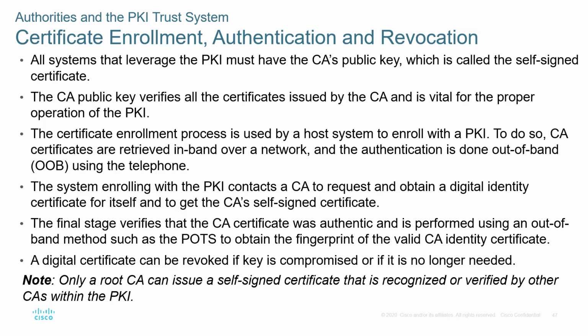Basically, the final stage will verify that the CA certificate that was self-signed is authentic, and will then perform an out-of-band method for obtaining the fingerprint of the valid certificate authority identity. Basically, they want to verify the certificate authority and make sure it was signed by the appropriate certificate authority, even if it is self-signed.